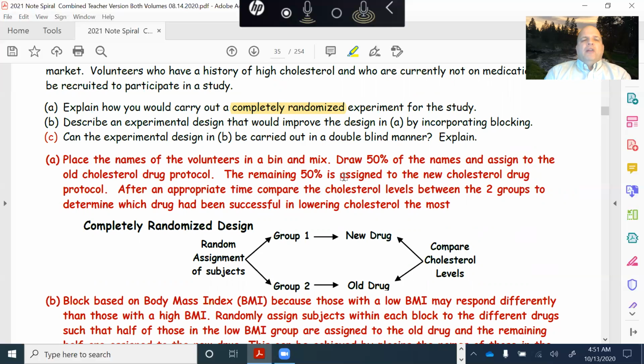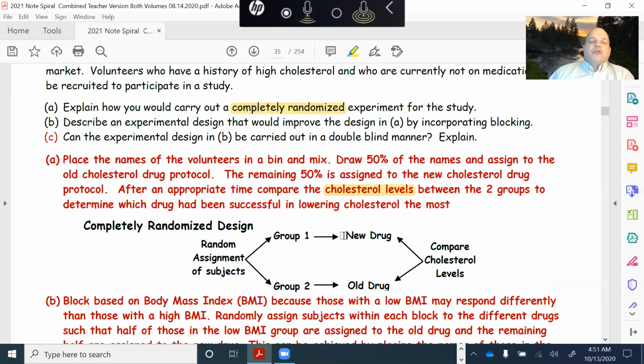After an appropriate time, compare the cholesterol levels between the two groups. So here, the cholesterol level is my response variable between the two groups to determine which drug has been successful in lowering cholesterol the most, because that's what we're interested in. Once again, we discussed random assignment, which we did when we said we draw 50% of the names.